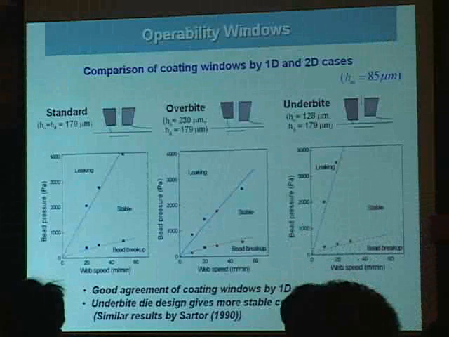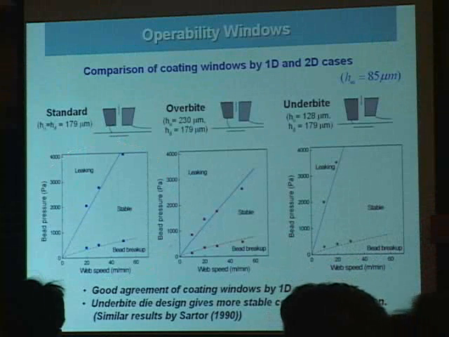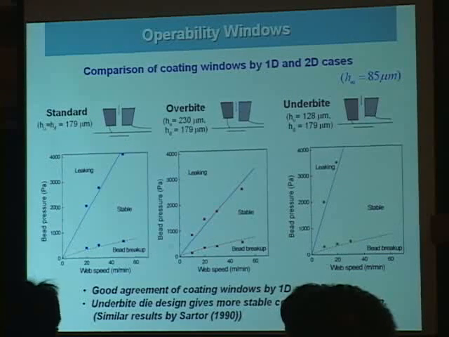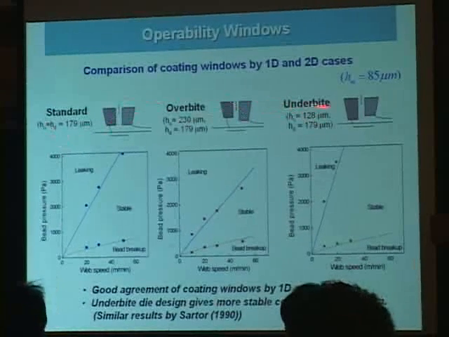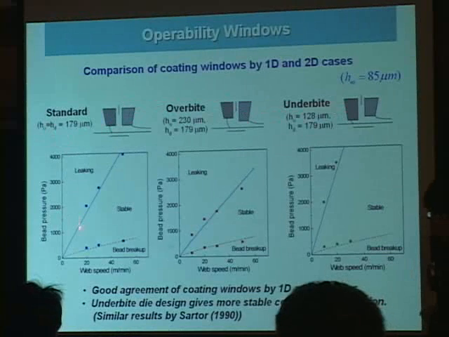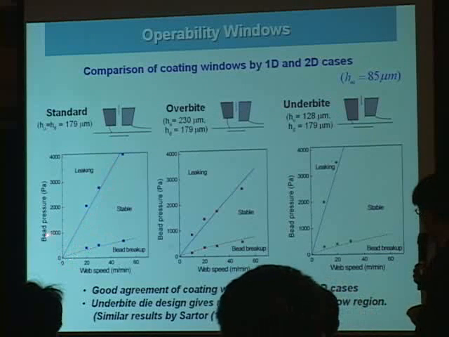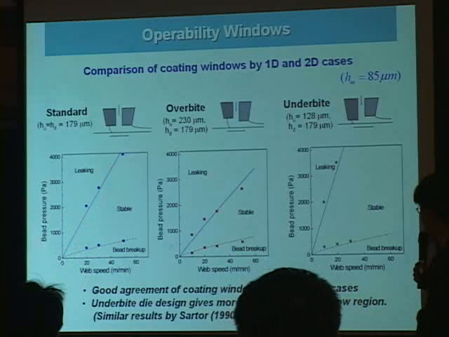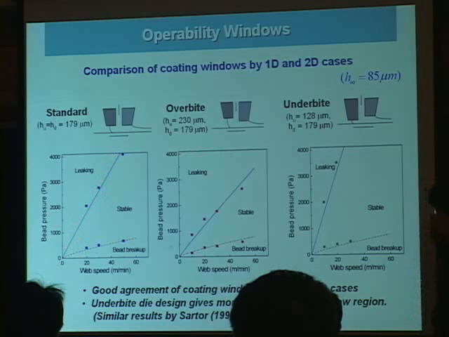This slide shows the coating limits estimated by the 1D and 2D models for 3 different die designs. In this case, coating limits are plotted in the bead pressure and web speed conditions. Lines are obtained from the 1D model and symbols are from the 2D models. We found that the coating windows obtained by the 1D and 2D models are almost the same, and especially the wide die design gives a more stable region in this case.